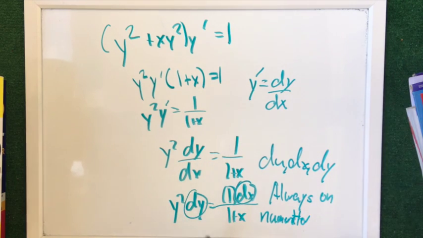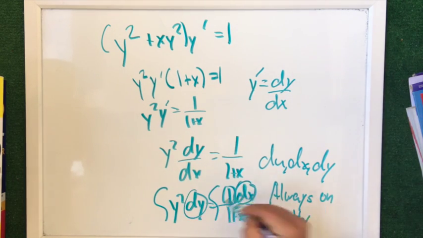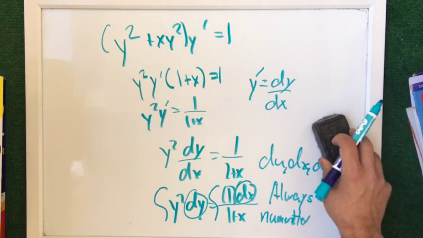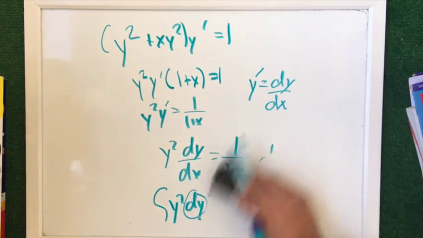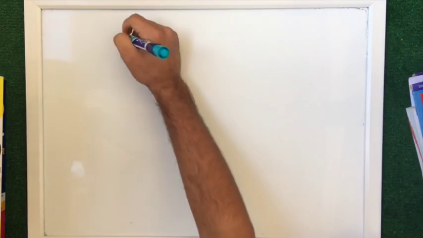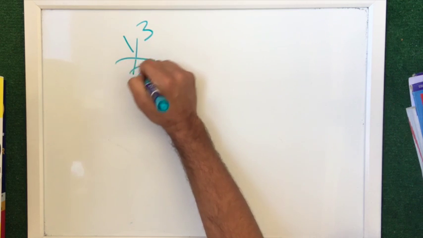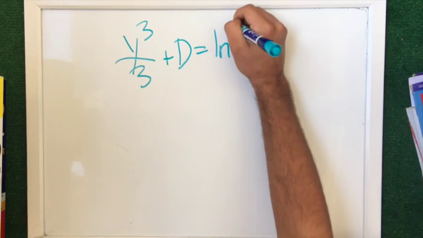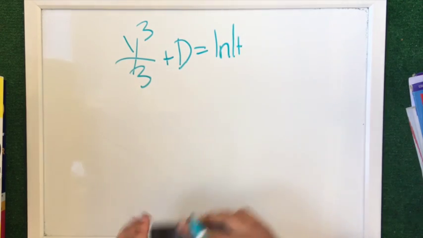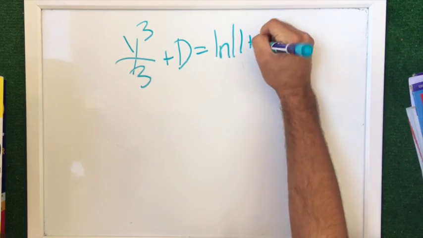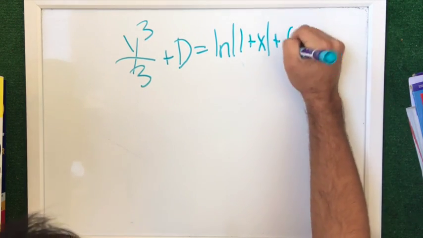So now I'm going to take the integral of these two separate sides of an equation. I'm going to erase my work to show you what the antiderivative is: y to the third over 3, and don't forget your constants with them. And then we have ln 1 plus x plus c.